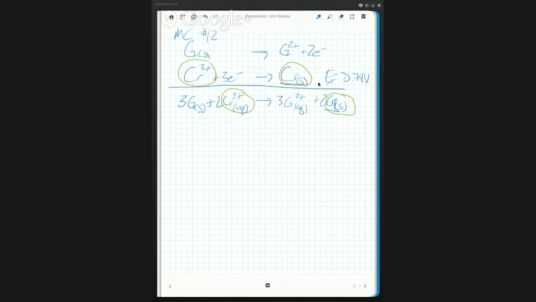And it's already written in the reduction form, okay? The E of this one, we don't know, and the E final is equal to negative 0.74 volts. Now, if you remember, a lot of times an equation is written in the reduction form. And actually, let's go back just so I can show you again.